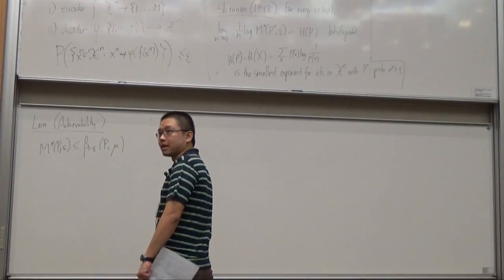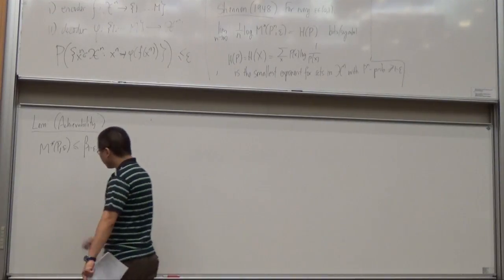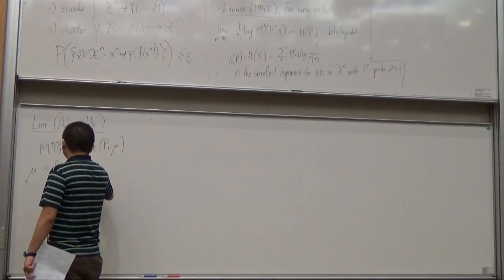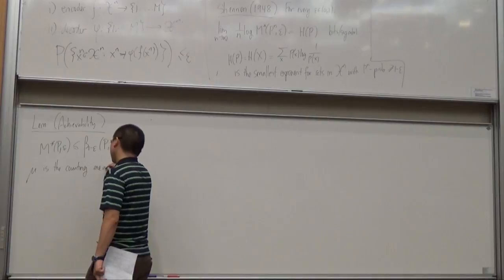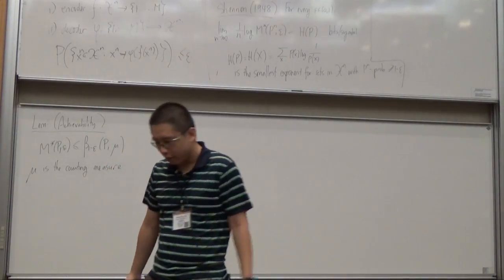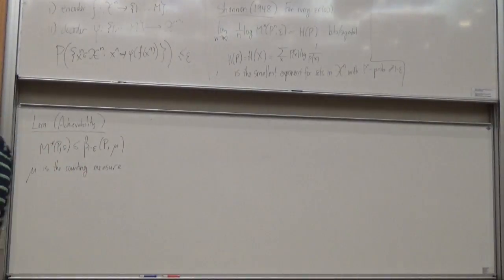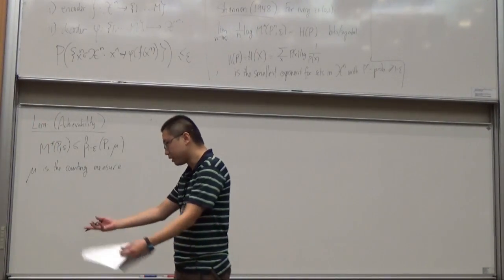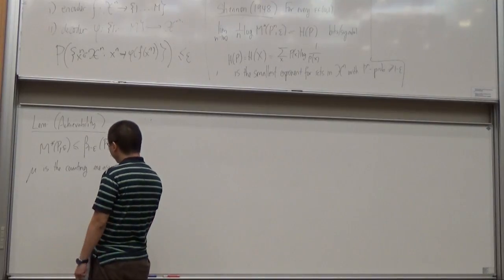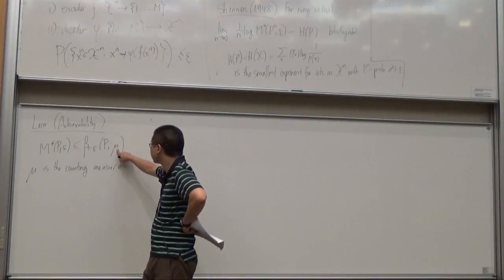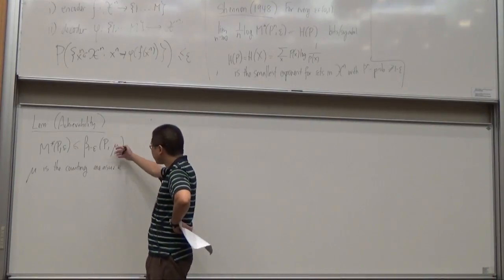So I owe you this definition. Mu here is the counting measure. What is the counting measure? You have a source and it has some alphabet. If you apply the measure mu to any element of the alphabet, you return 1. So this is not a normalized PDF per se. This does not add up to 1. So we are abusing notation here.